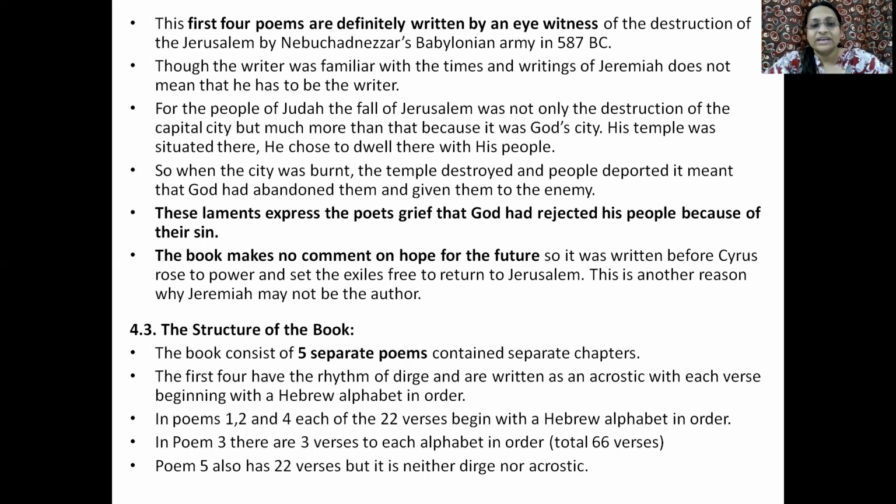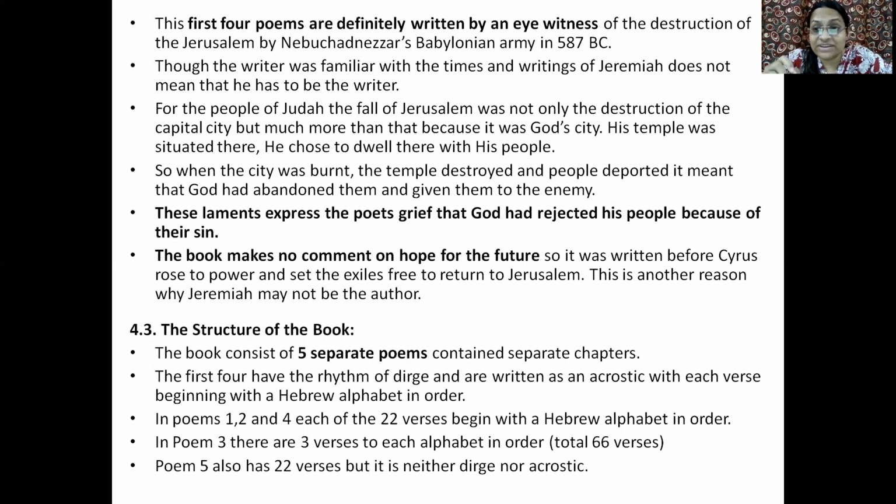Okay, so let's move ahead and we'll look at the structure of the book. The book consists of 5 separate poems contained in separate chapters. There are 5 chapters and there are 5 separate poems. The first 4 have the rhythm of a dirge, okay, and were written in acrostic, with each verse beginning with the Hebrew alphabet in order.